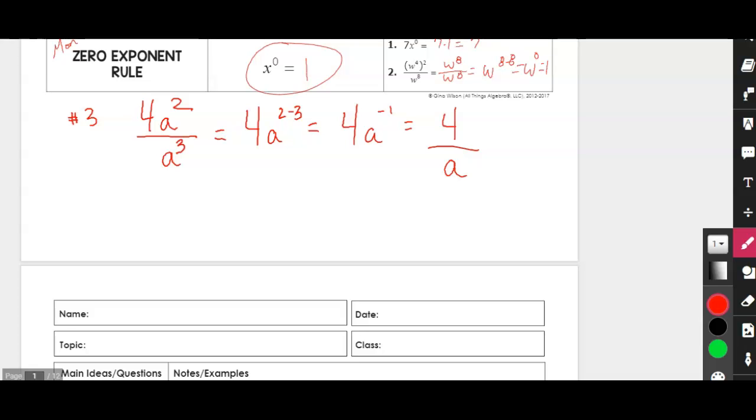It is just a. And then you are also going to write what your rule is. So this is our quotient rule. And then I'll do number 4.